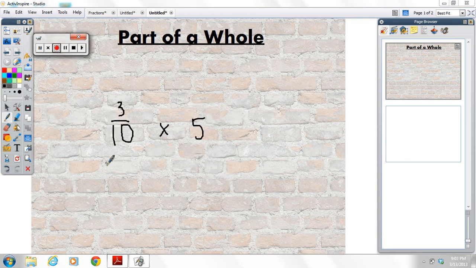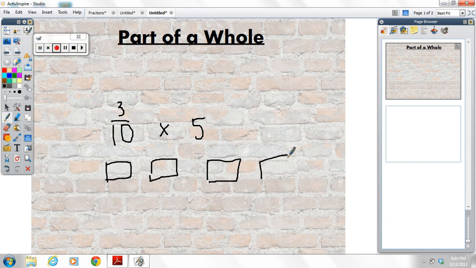Okay, so now how would I model this? Well, I'm going to model this by making 5 boxes, because I'm multiplying 3/10 times 5. I'm going to find what 3/10 of 5 is equal to. Well, I have my 5 boxes here to represent the 5 wholes, and I'm going to take these 5 boxes and break them into 10 equal parts.